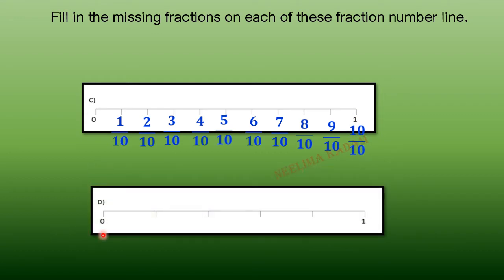Next, one more example. Here 0 to 1, this 1 unit is divided into 1, 2, 3, 4 and 5 equal parts. So, this is 0 by 5. Next, 1 by 5, 2 by 5, 3 by 5, 4 by 5 and 5 upon 5 means 1.